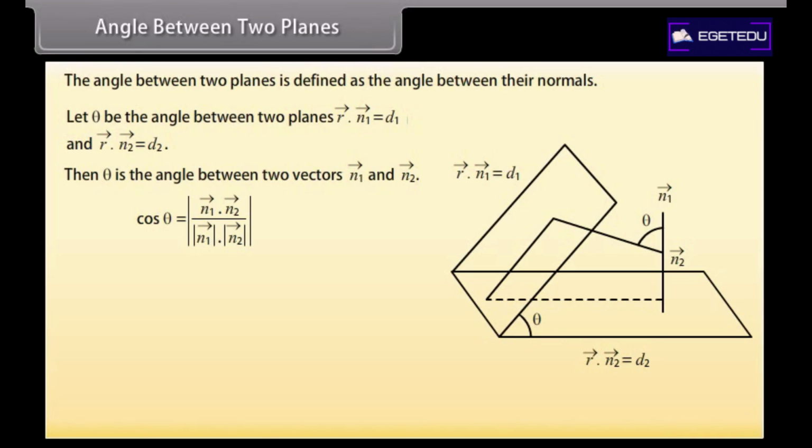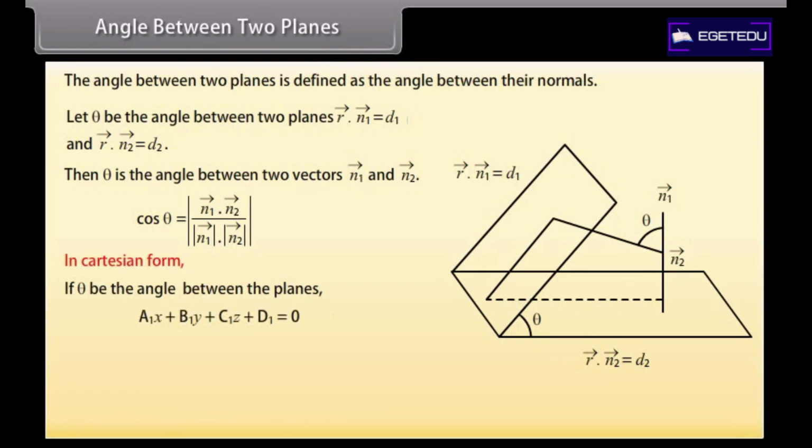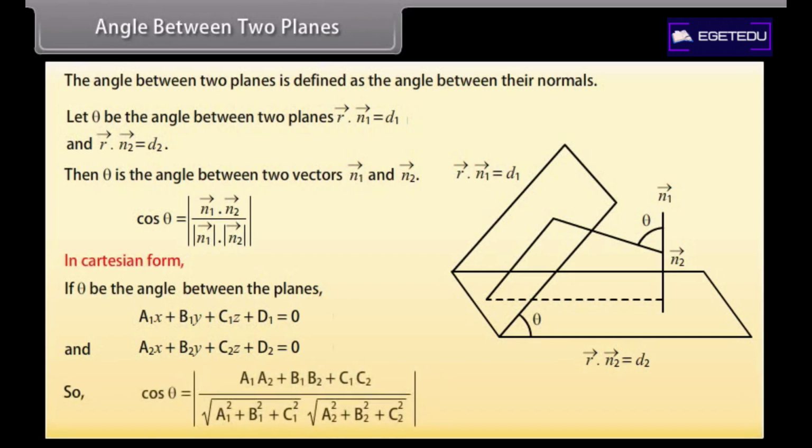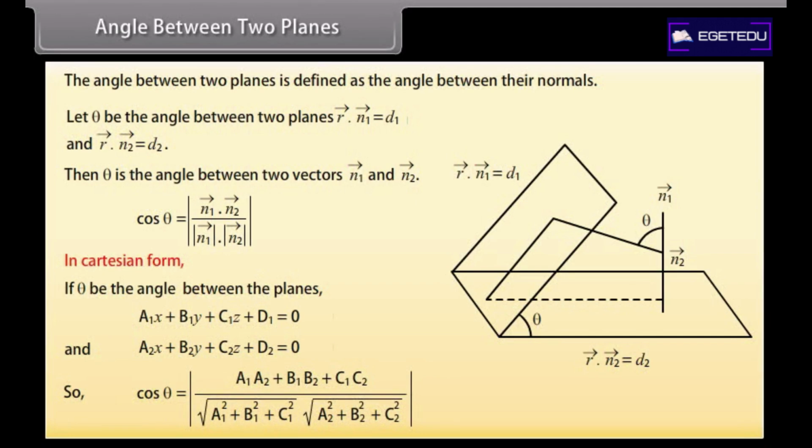In Cartesian form, if theta is the angle between two planes, a1x plus b1y plus c1z plus d1 equals 0 and a2x plus b2y plus c2z plus d2 equals 0. So, cos theta equals the modulus of a1a2 plus b1b2 plus c1c2 divided by the square root of a1 square plus b1 square plus c1 square into the square root of a2 square plus b2 square plus c2 square.